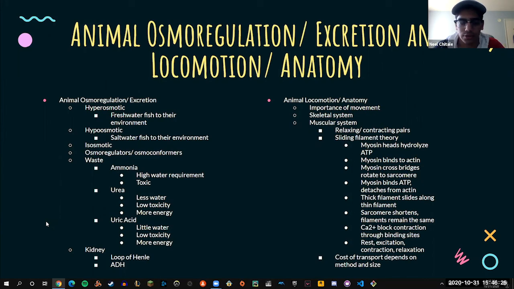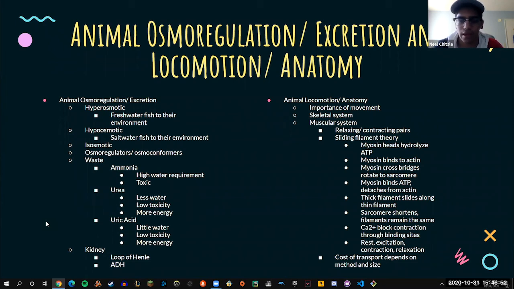And so, yeah, that's pretty much osmoregulation and excretion. Pretty simple stuff. I think probably the easiest part of the unit that you guys covered, probably the easiest to understand. Then you have animal locomotion and anatomy. So it's also a short section, but it's also got a little more complexity to it.